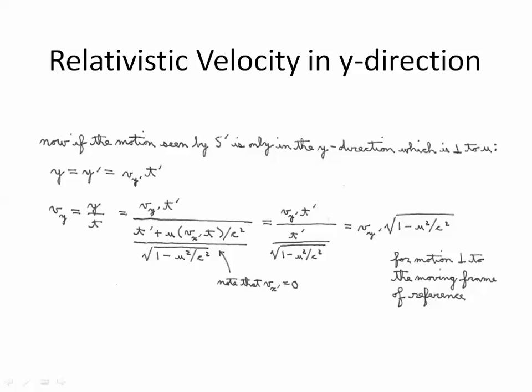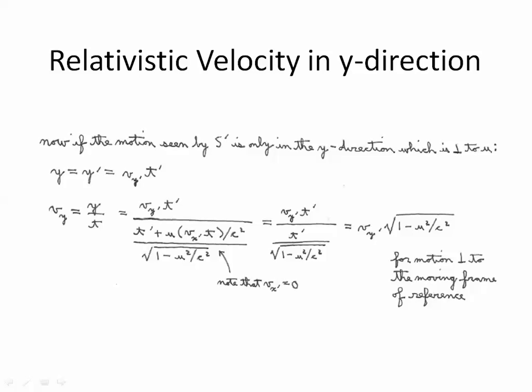Here we are looking at motion in the y direction only and calculating the velocity v sub y for the stationary S reference frame. We know that y equals v sub y t and y prime equals v sub y prime t prime. When we divide y by t, we can substitute v sub x prime t for x prime in the expression for t in the denominator. Since the motion we are looking at now is only in the y and y prime direction, we know that v sub x prime equals 0. This simplifies the denominator considerably.